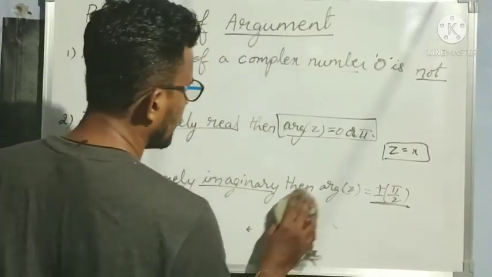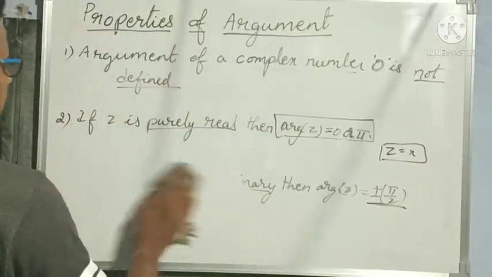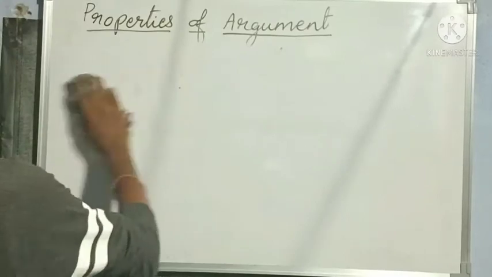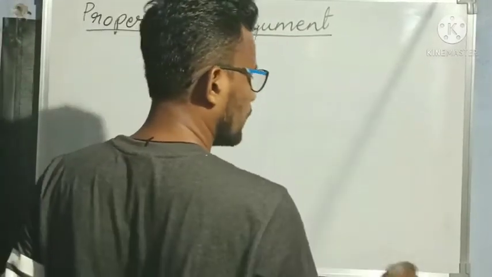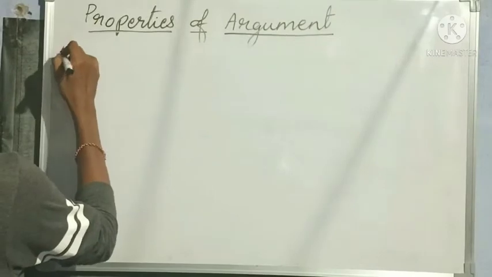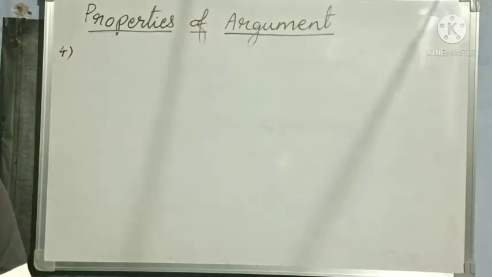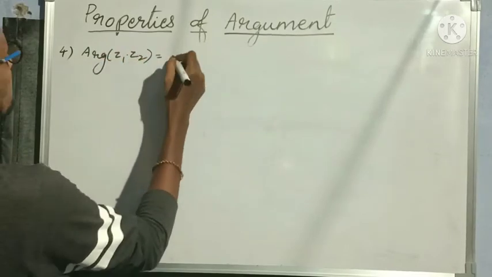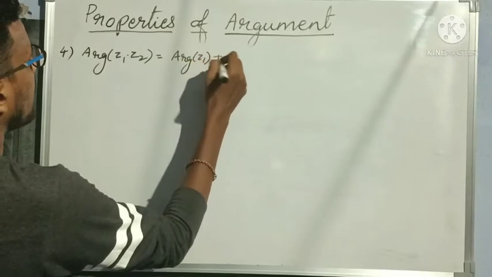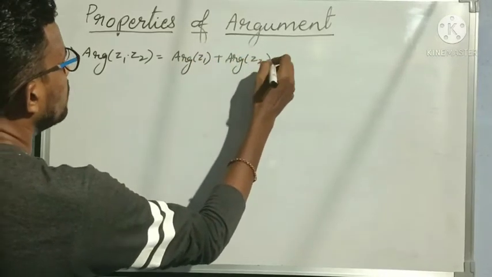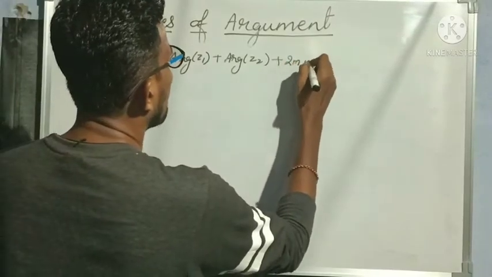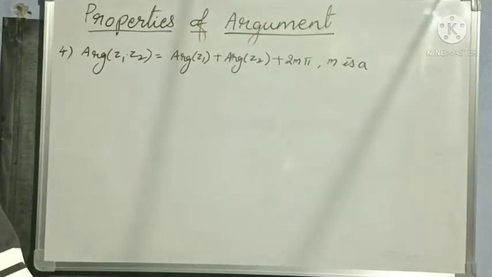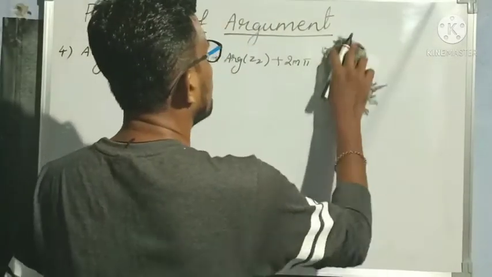Okay, these are the first three important properties of the argument. Next, let us see the next property. What is the next property? Property number 4: the argument of z1 into z2 is equal to the argument of z1 plus the argument of z2 plus 2m pi, for some integer m.